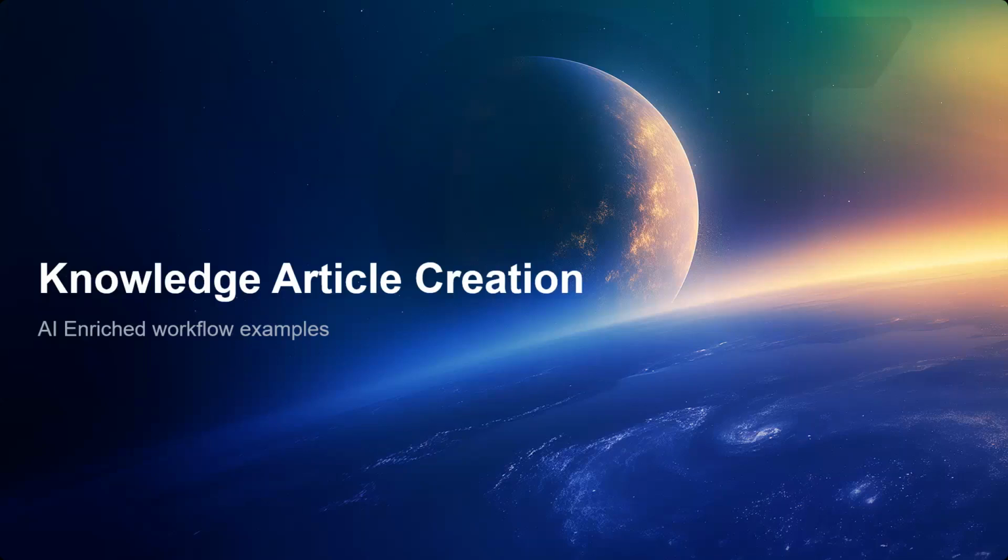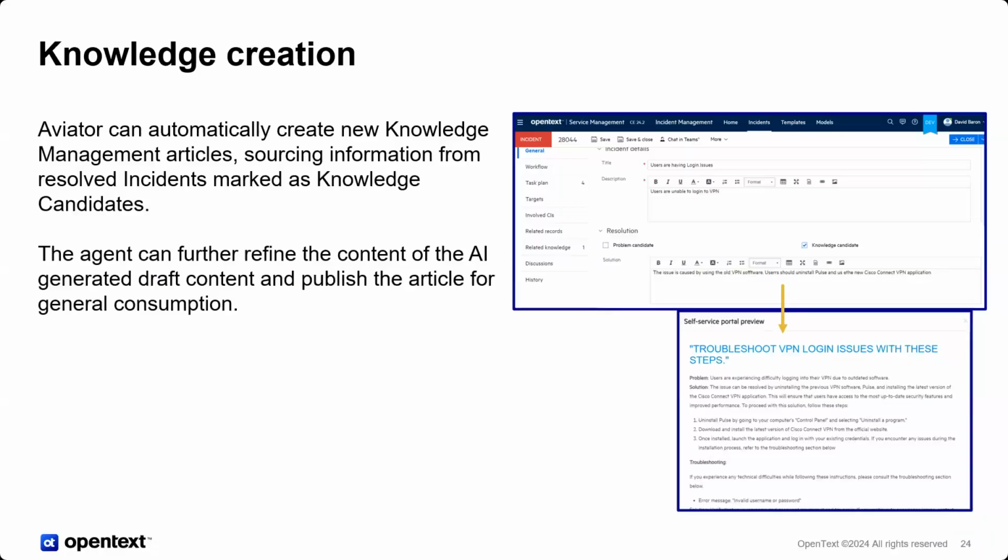And we're going to look at knowledge article creation. So we'll run through the demo on this one, but in principle, what we're doing in this case is we're going to say, we've got an incident record. It's been closed or resolved, or it's going to a resolved state, and it's been marked as a knowledge candidate. And rather than that being a manual process that would typically involve a knowledge management or a content administrator type person to go and create a knowledge article, refine the content, we're going to get Aviator to generate that knowledge article for us.